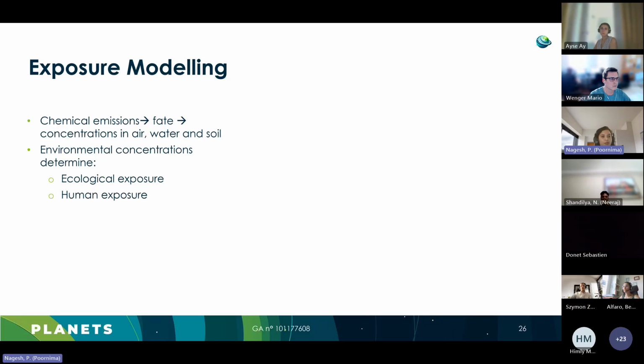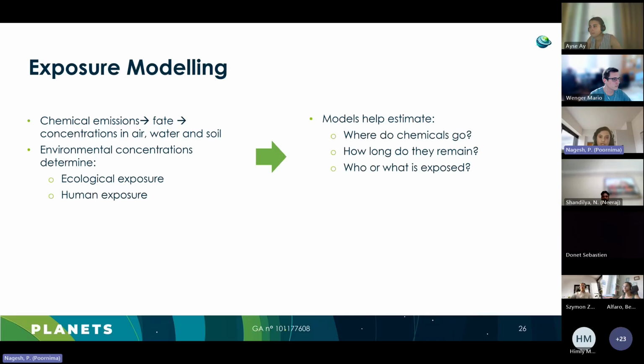Why is it actually important once these chemicals are emitted into the environment? These environmental concentrations can cause exposure, it could be for the ecosystem or for humans. So it makes it extremely important to know what the exposure is. But to do actual measurements, because it can vary in space and in time, it's hard to actually make measurements or tests. So largely we use models.